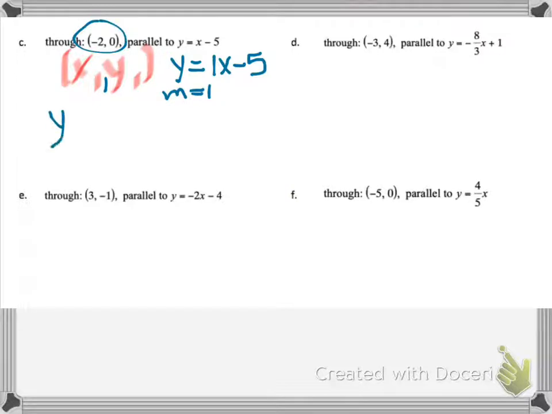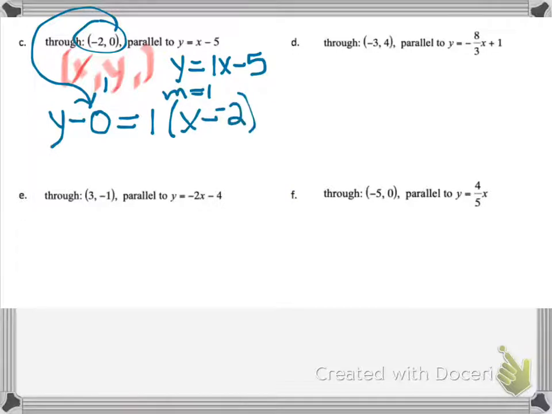So I just substitute in that y coordinate in here. So that's y minus 0 equals the slope, which is 1, times x minus the x coordinate of that point, which is -2. So simplify this side, it's 1 times x plus 2 equals y.